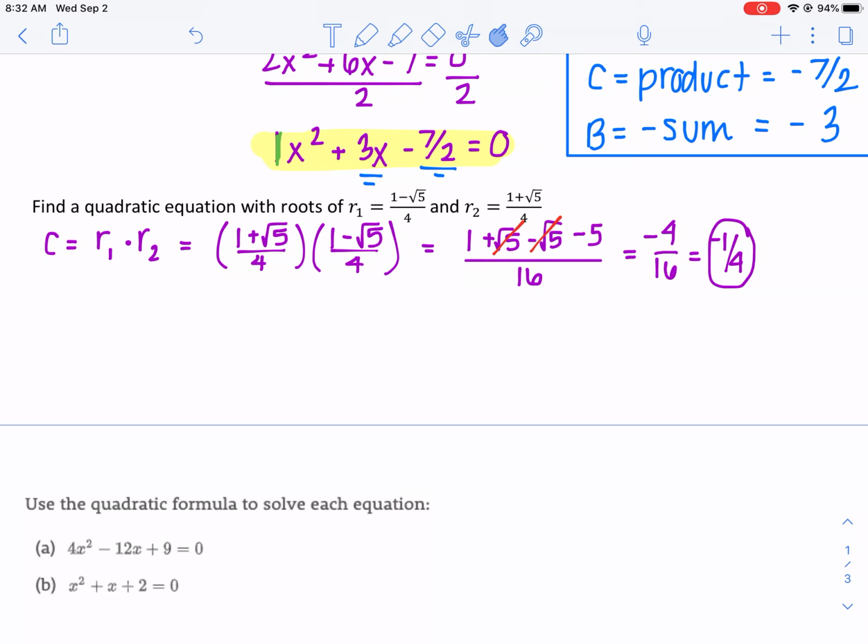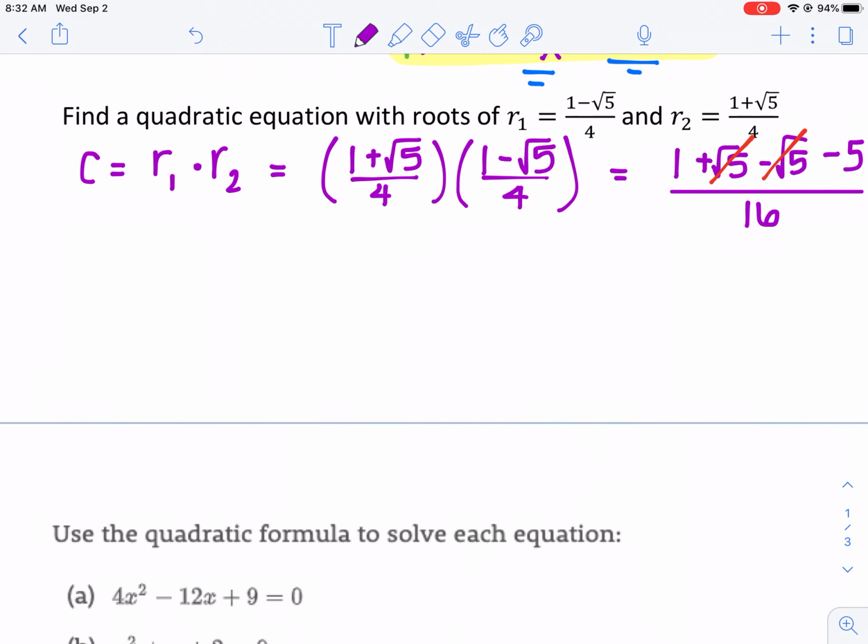Let's do the B value. I'm going to put the negative B value equals root 1 plus root 2. And this is your preference. If you prefer to look at it as the sum with a negative sign in front, that works too. So with that negative sign, I'm going to show that I'm adding my first root with my second root.